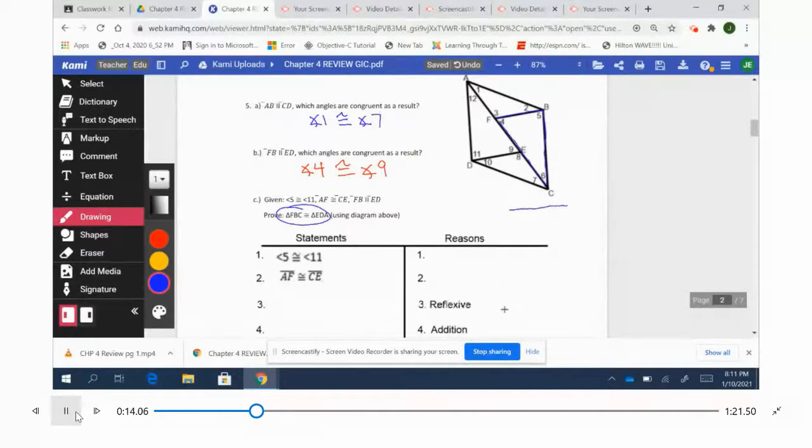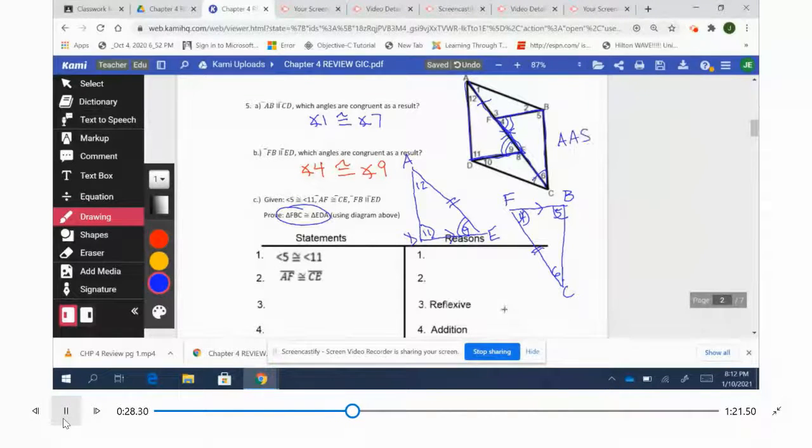So first I'm trying to show which pair of triangles we want to show are congruent. Okay, so it's these two, the one on the left, the one on the right. Okay, and I'm marking it based on the givens and what I can infer. So I can infer angles 4 and 9 congruent because of the parallel. I'm given 5 and 11, and I'm going to have to work for AE congruent to CF.